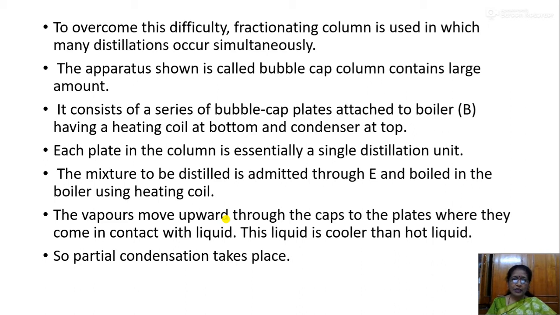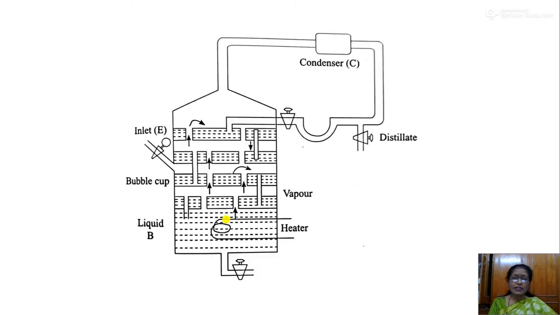The apparatus shown is called a bubble cap column, which contains a large amount of liquid. It consists of a series of bubble cap plates attached to boiler B, having a heating coil at the bottom and a condenser at the top. The condenser is at the top, C, and the liquid is in B. There is a heater on the right side, and then bubble caps are arranged plate-wise. The inlet is E.